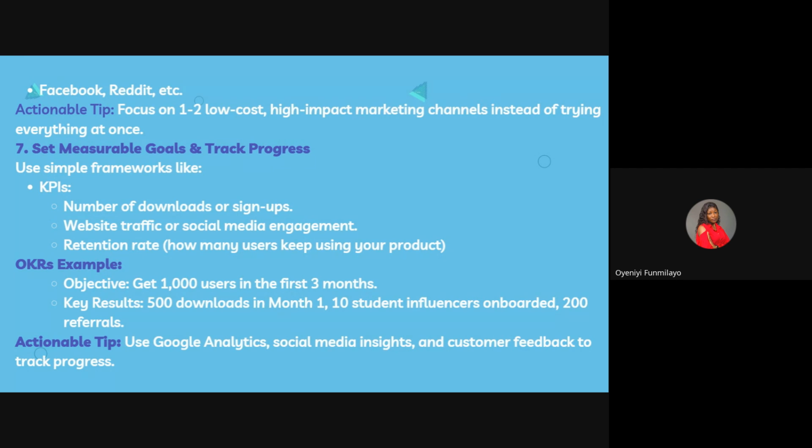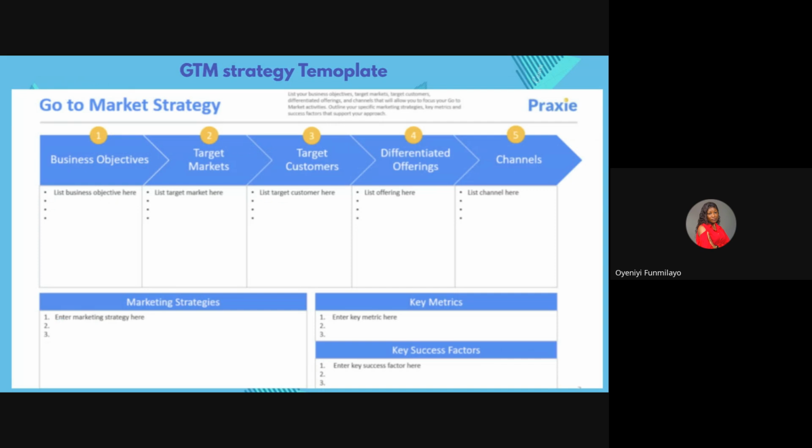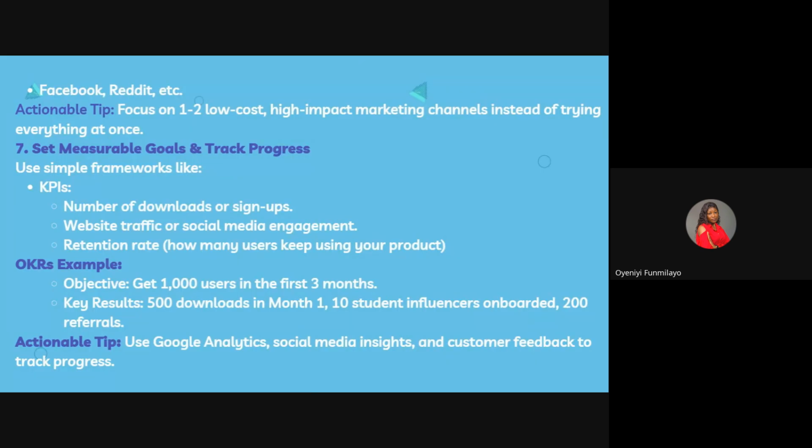Then you need to make sure that for whatever go-to-market strategy you have created, you set measurable goals and track progress. So what this is about is, of course, you have written down all of these things. You have said, oh, this is how I want to sell the product, this is how I want to market the product, this is our user personas and all of that. But you need to make sure that you are on track, that all these things you said are actually working. And if it is not working, you can go back to the drawing board to fix one or two things and make sure they work.